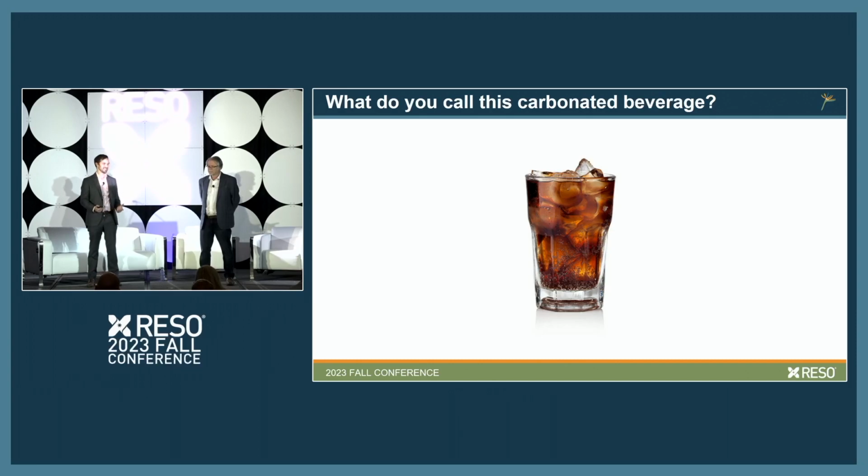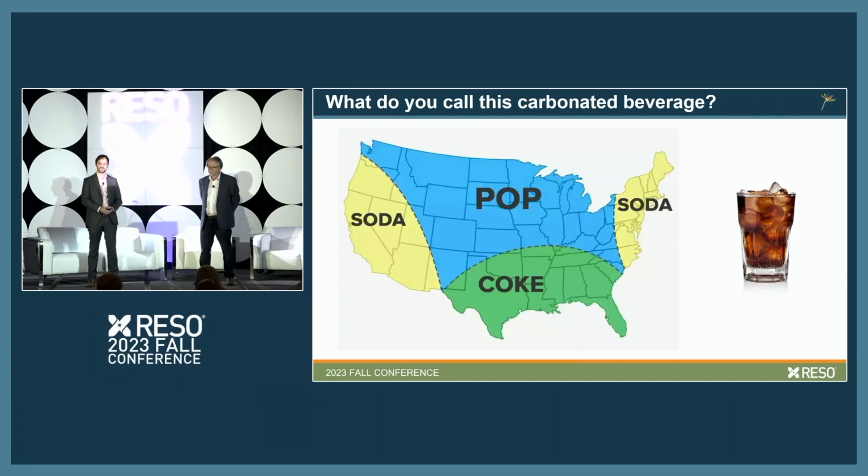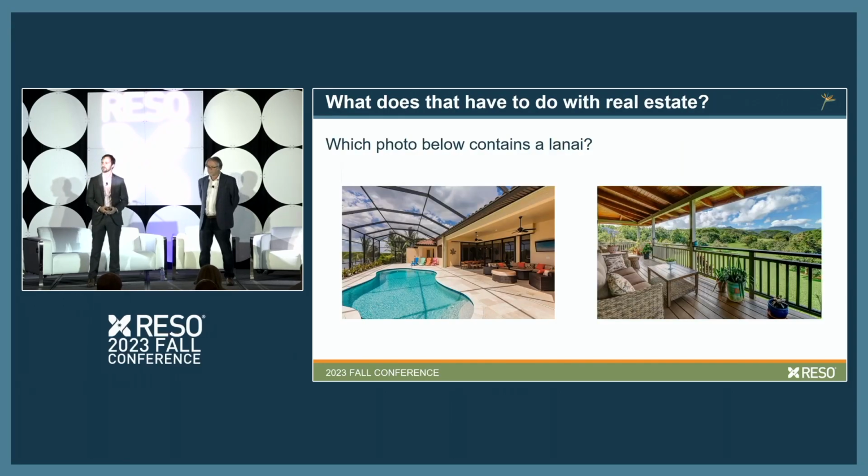So who is correct? Well, unfortunately, being from Georgia, I would like to say it's Coke, but it turns out everyone's correct. Depending on where you're from, you may describe the exact same object in different ways, and that's completely true. So what does this have to do with real estate? Well, we have a similar problem with many things. If you've ever sat in the data dictionary work group, you've probably seen many examples of this.